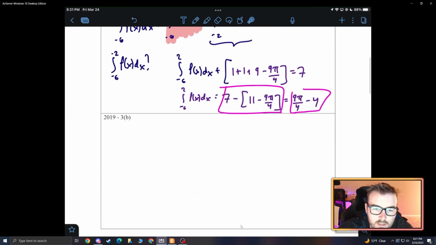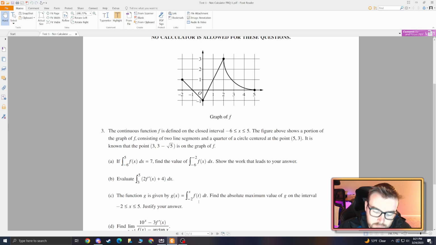Okay, let's look at B. Evaluate the integral from 3 to 5 of 2f prime of x plus 4 dx. Okay. So if we're integrating that, I'm literally just going to integrate it, basically. So let me write that down. That's not too terrible of a question. I'm just going to write it down real quick, and then I'll switch screens.